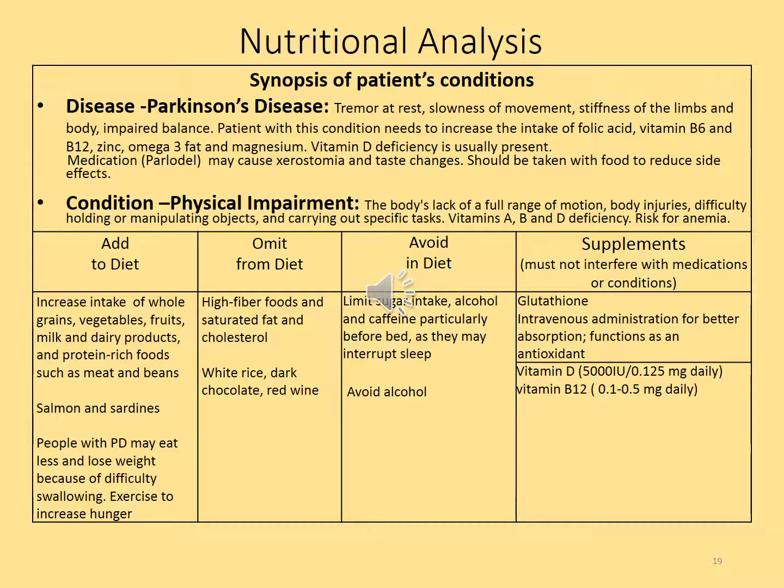Supplement: Glutathione. Intravenous administration for better absorption. Function as an antioxidant. Vitamin D, 0.125 milligrams daily, and vitamin B12, 0.1 to 0.5 milligrams daily.